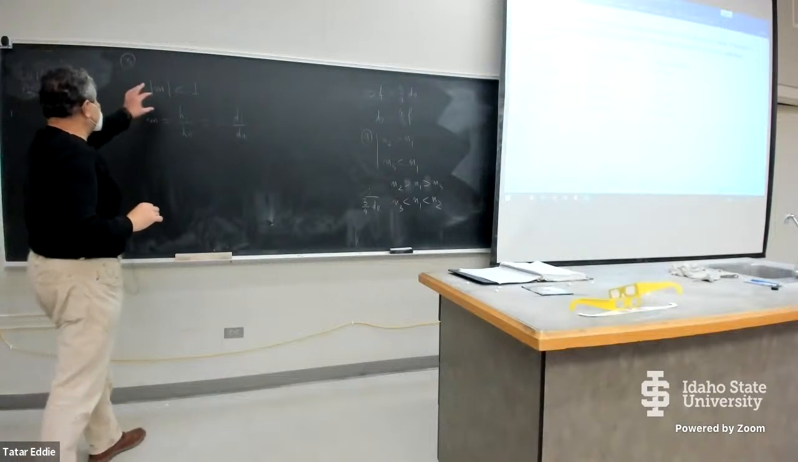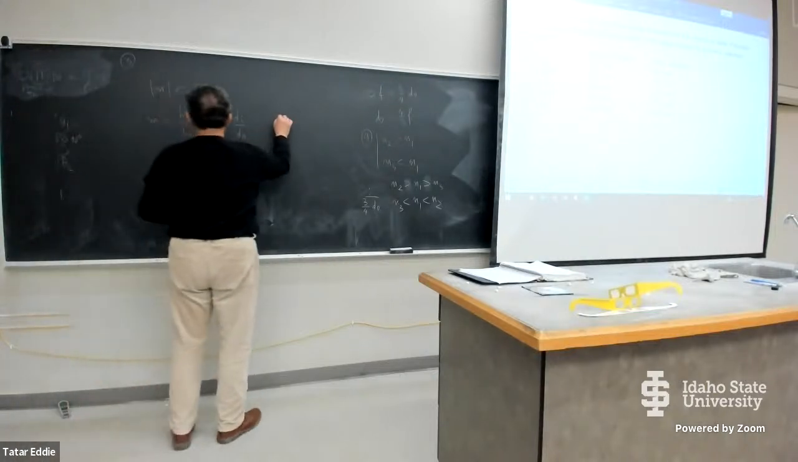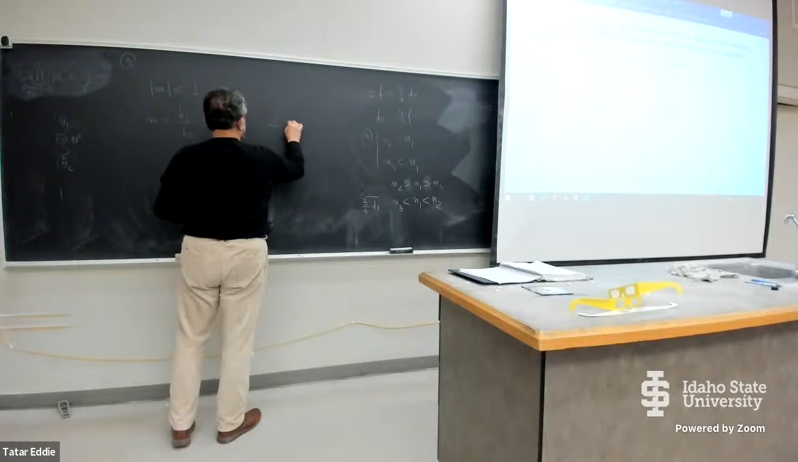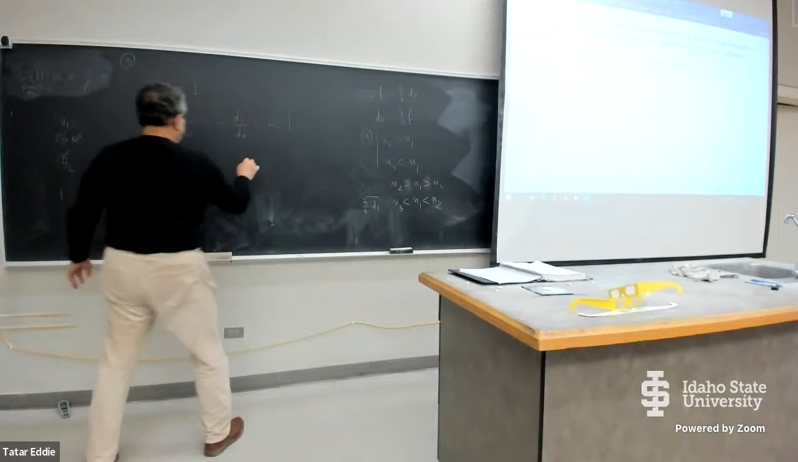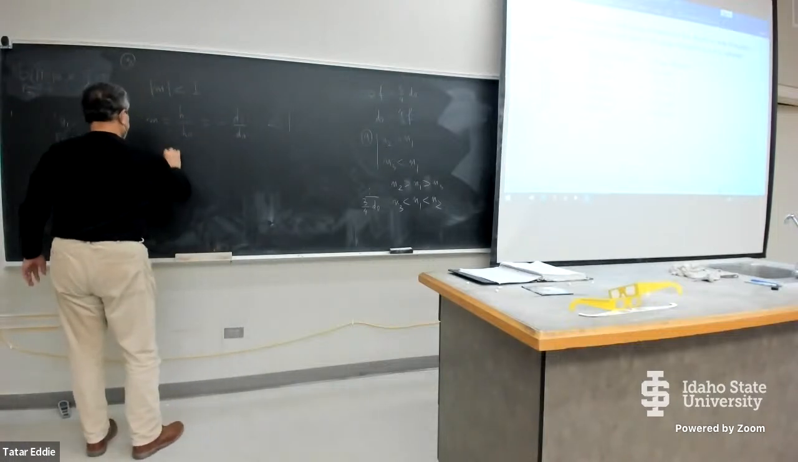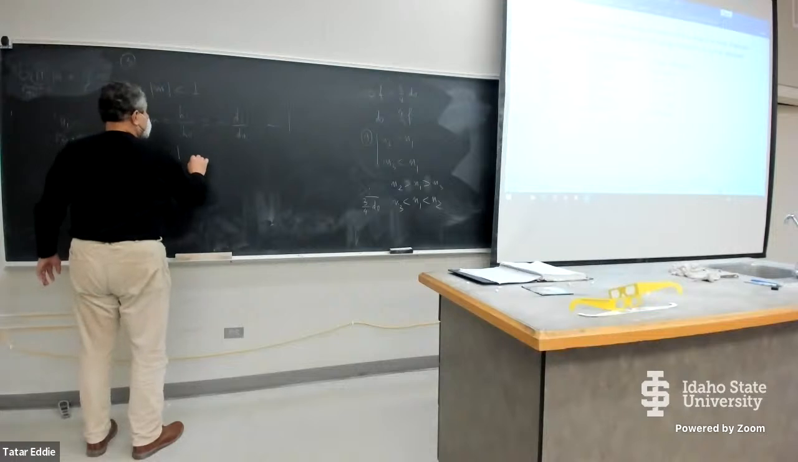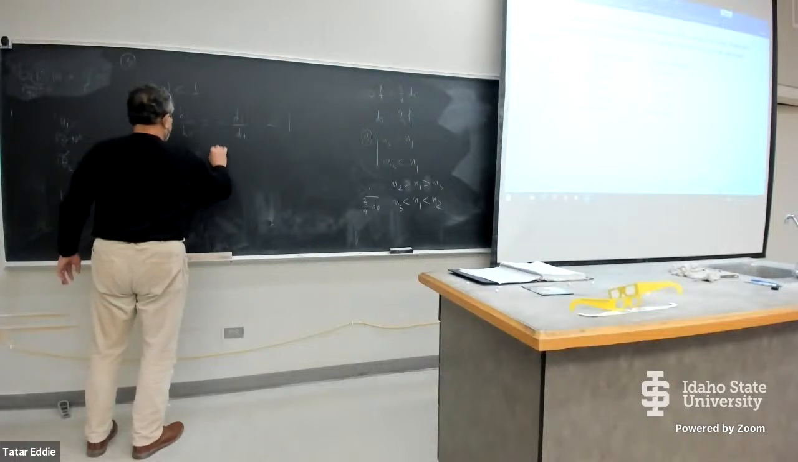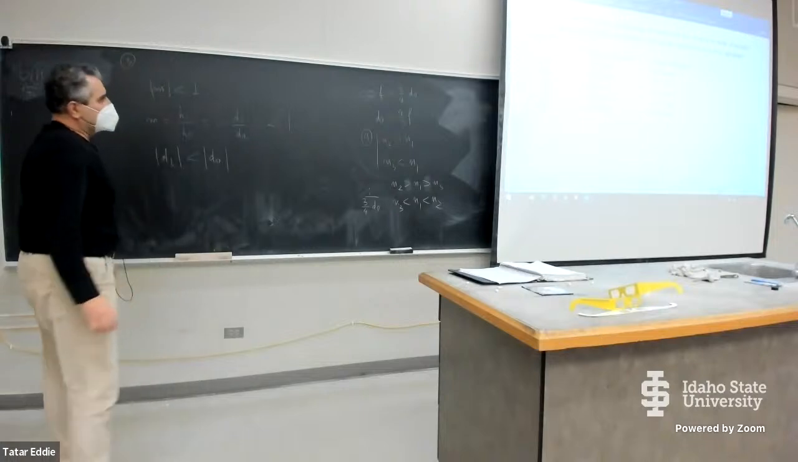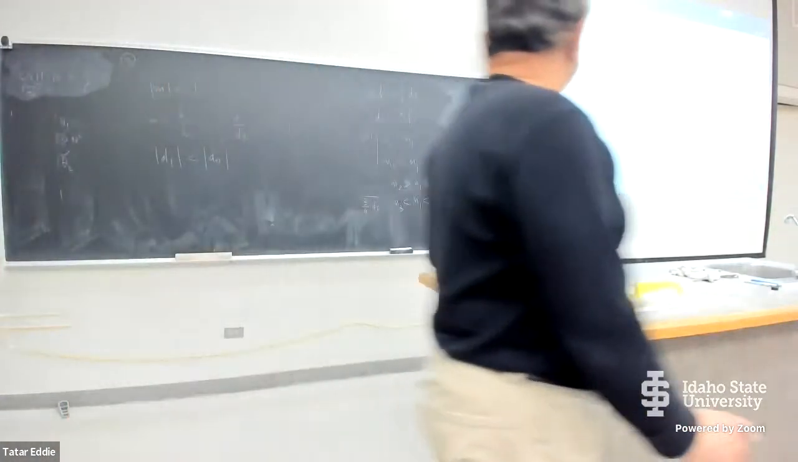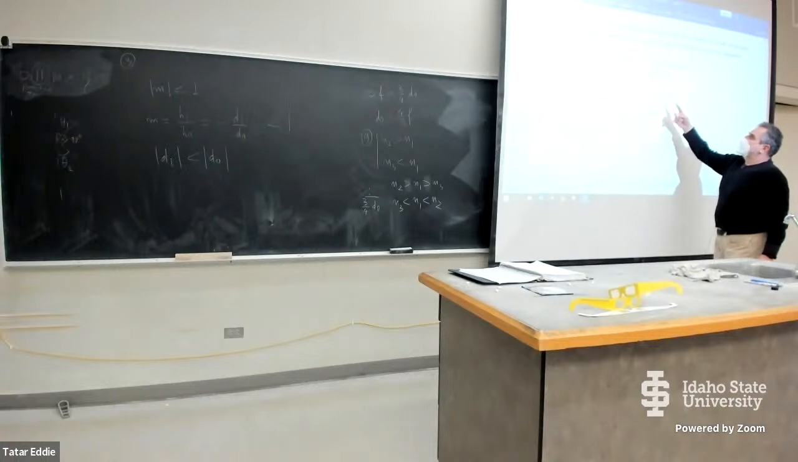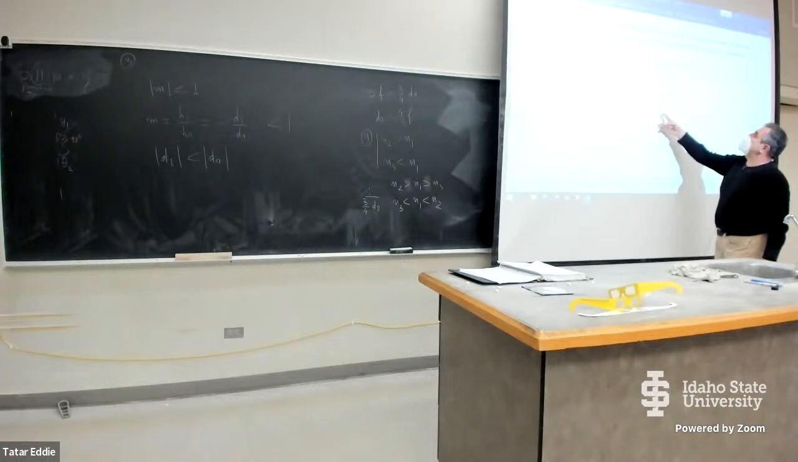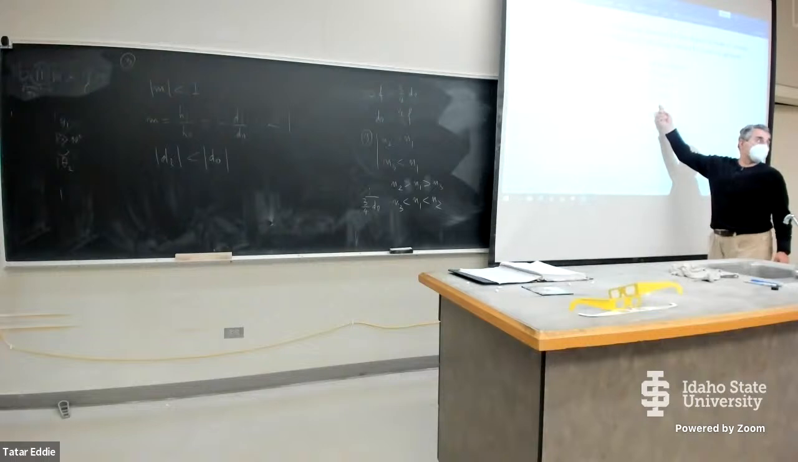So since this is smaller than 1 in magnitude, you want di in magnitude to be smaller than do, I guess. So let's see where di is smaller than do in magnitude. Not here. Not here. The only one that works is this one.